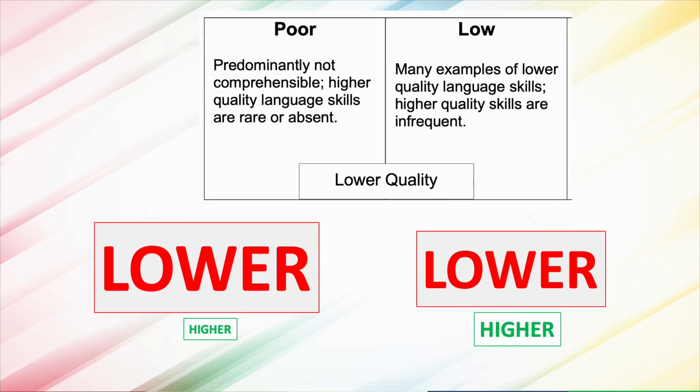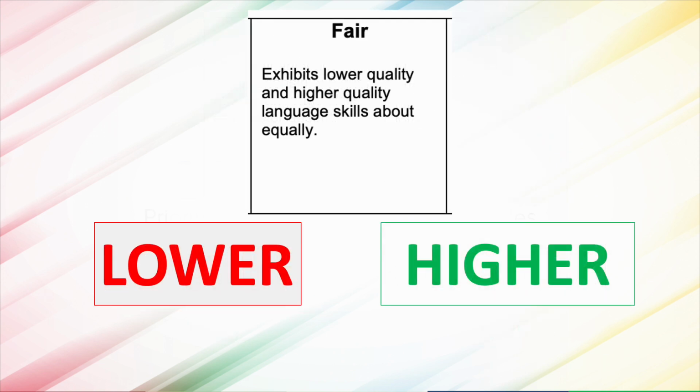For a poor rating, it's possible that a few good things could happen because it's rare that students don't do anything right, although it's possible. You'll notice, though, that as the ratings improve, the lower English language proficiency skills decrease as the higher skills increase. For a fair rating, you'll notice that students exhibit lower quality and higher quality skills about equally.